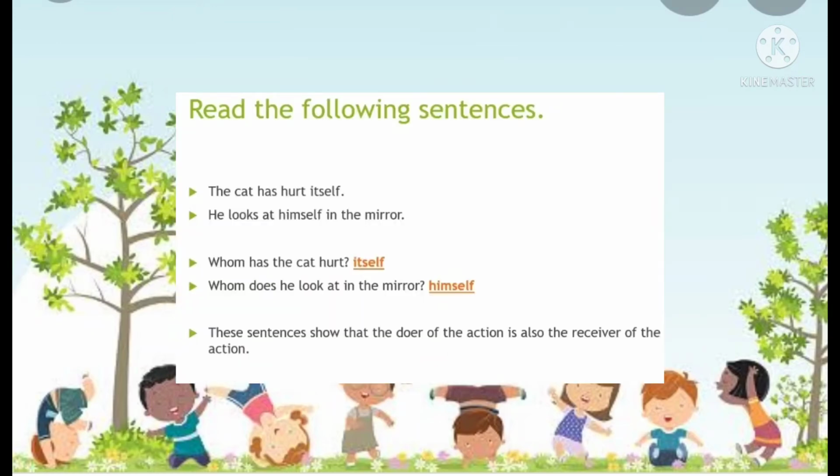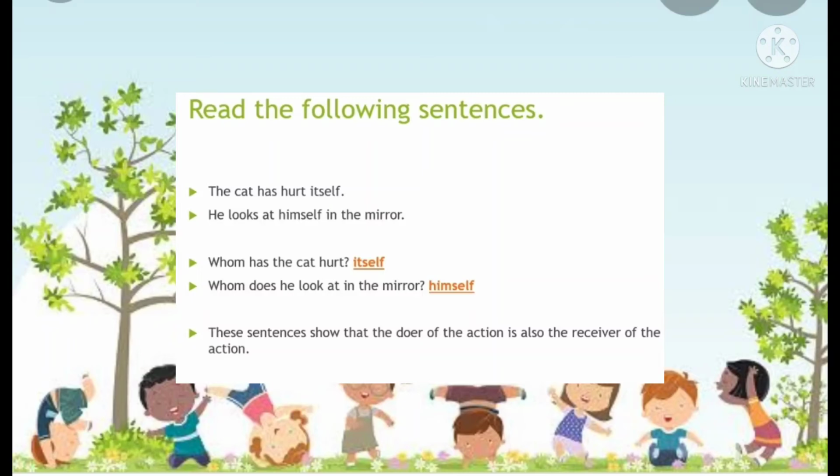Read the following sentences. The cat has hurt itself. He looks at himself in the mirror. What does the cat hurt? Cat hurt itself. So here, as you can see, the subject and predicate denotes to the same person. Whom does he look at in the mirror? He is looking at himself. So himself is also reflexive pronoun.